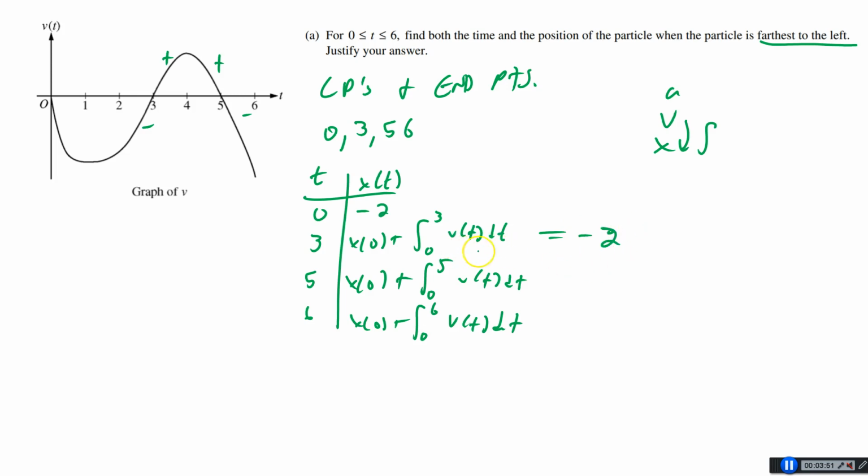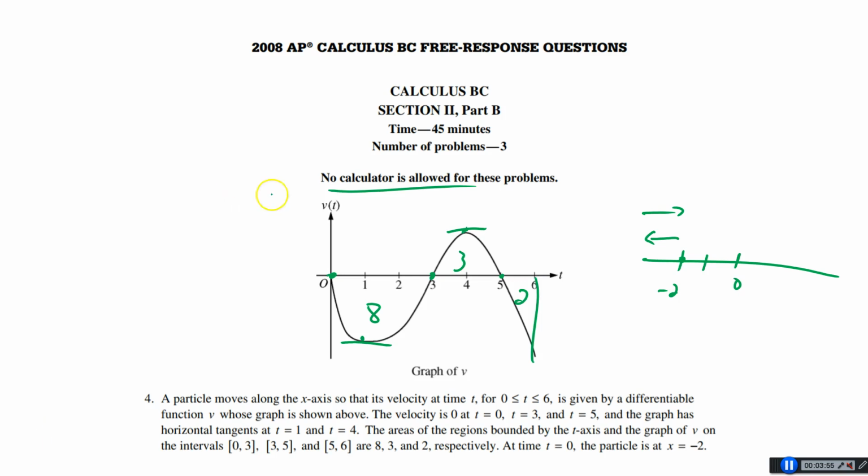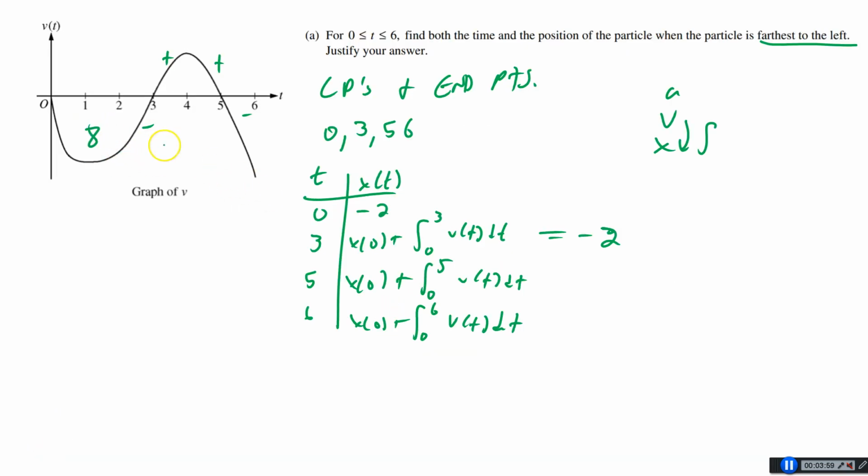And then the question is, how much does it move between 0 and 3? Well, they tell us that, right? They give us the area here. They're 8, 3, and 2. This is 8, this is 3, and this is 2, right? And technically, the 8 is negative, because it's below the graph, and the 2 is also negative. So it's going to be negative 2 minus 8, which is negative 10.